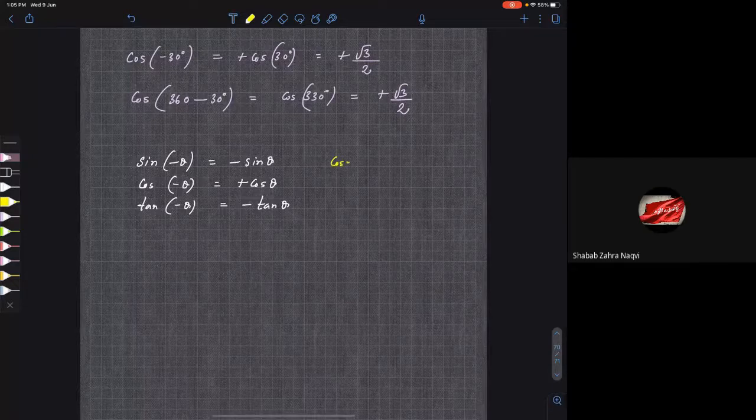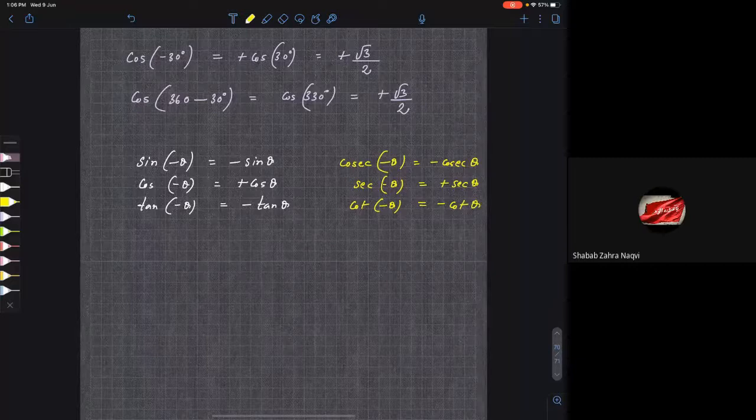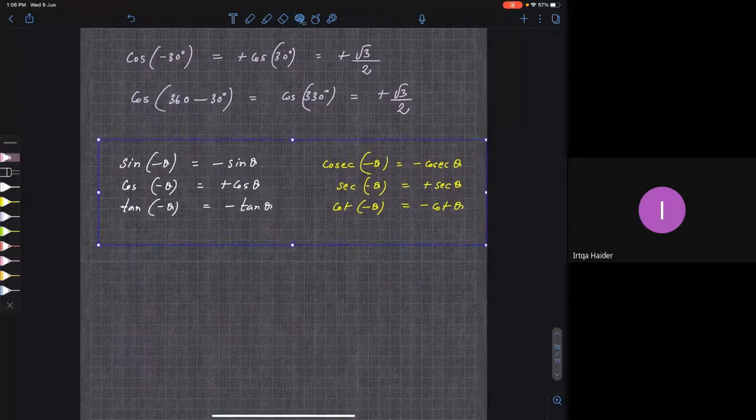Cosecant will follow sine. So cosecant of minus theta is equal to minus of cosecant theta. Secant of minus theta is equal to plus secant theta. And cot of minus theta is equal to minus of cot theta. Are you getting my point? Yes, sir. These things you have to remember. Okay.